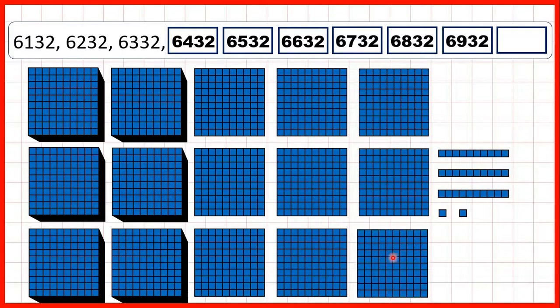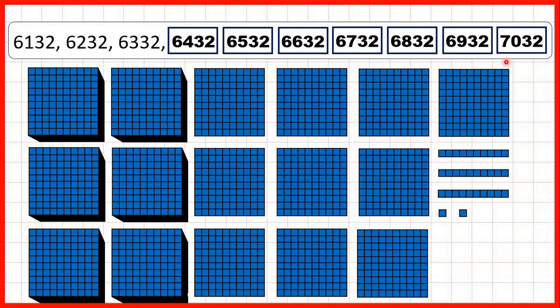So now we've got to 6,932. We've got 6 thousands, 900s, and we've still got 3 tens and 2 ones. Notice, because we're adding hundreds, the tens and ones always stay the same. But then, if we add another 100, we get 7,032. That's because we've now got 10 hundreds.